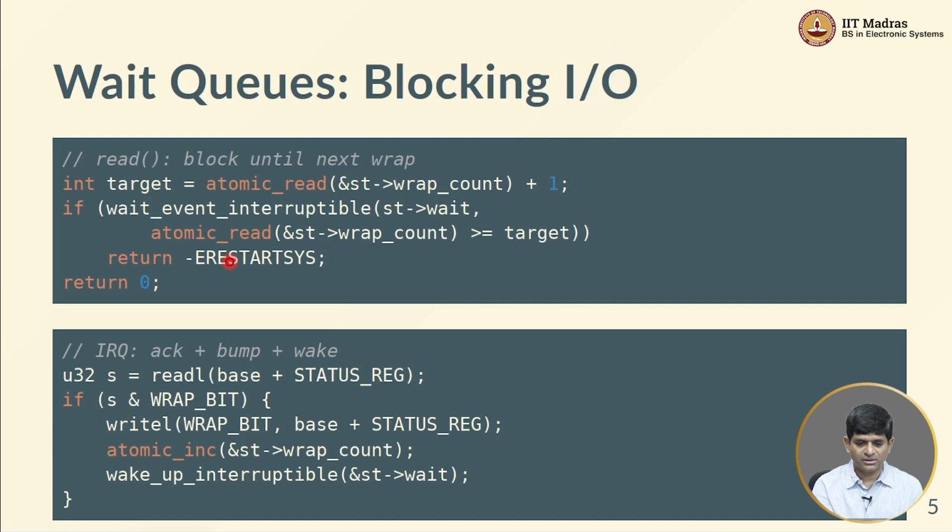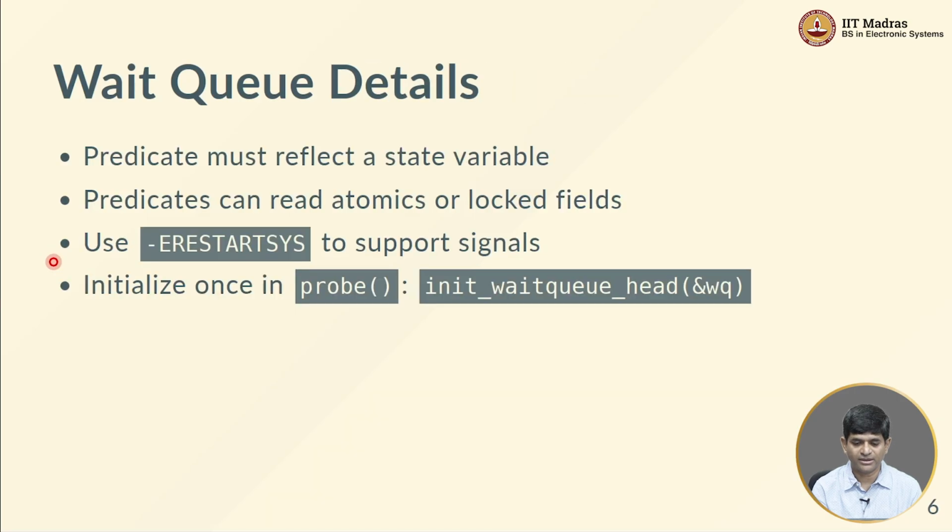Now, all of this depends on the use of this thing called the wait queue. There is this st_wait that both the interrupt handler as well as the blocking read are depending on, which means that it must be some data type that is set up and initialized somewhere. That happens inside the driver probe function.